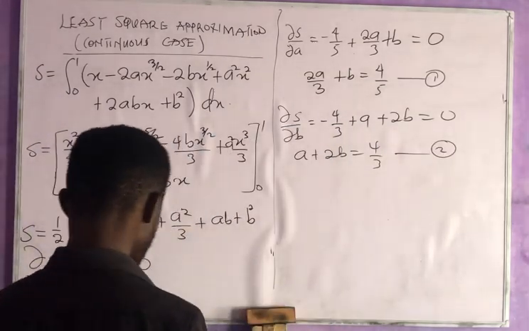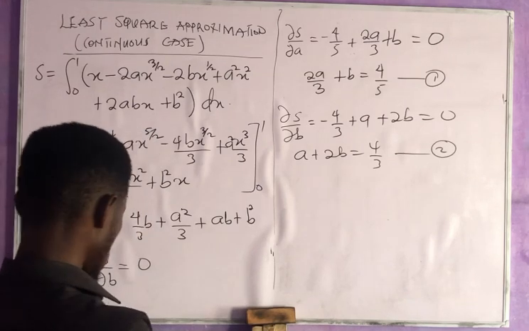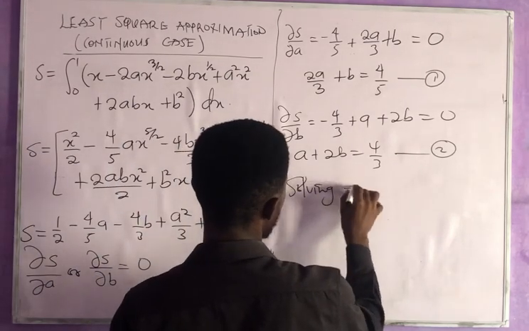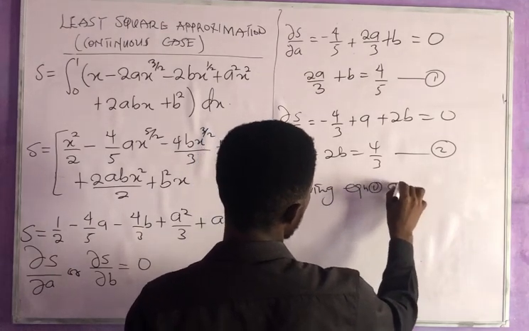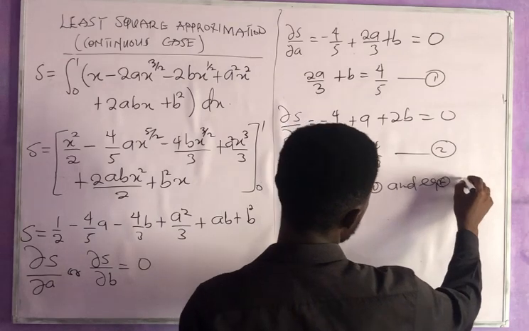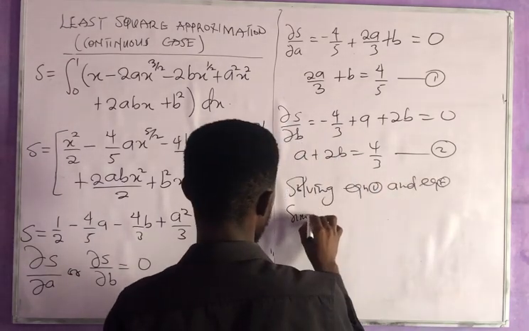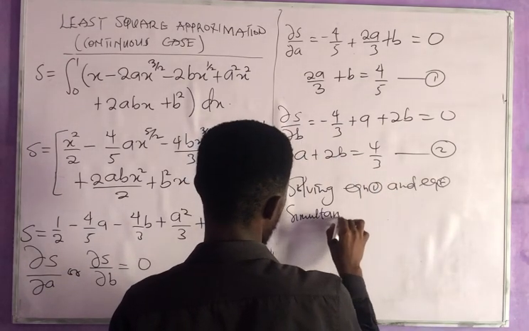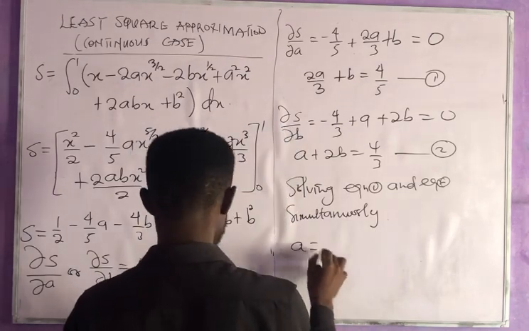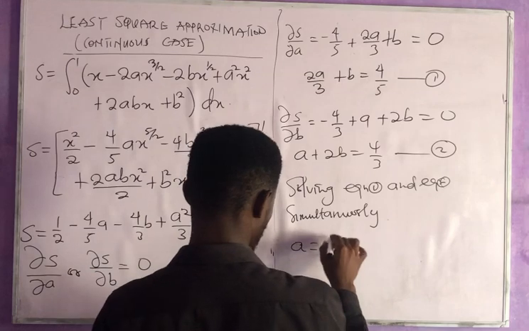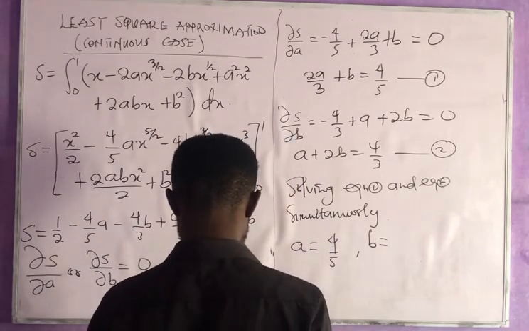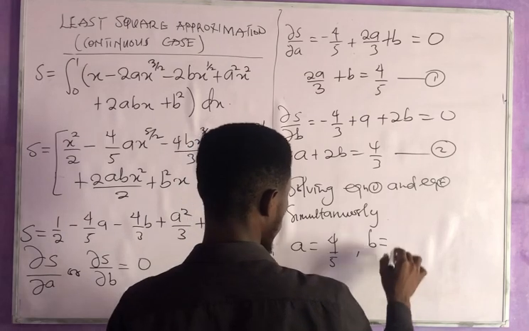So if you have something like this, you have to solve it simultaneously. So solving equation 1 and equation 2 simultaneously, we have our a to be 4 over 5, and our b is 4 over 15.